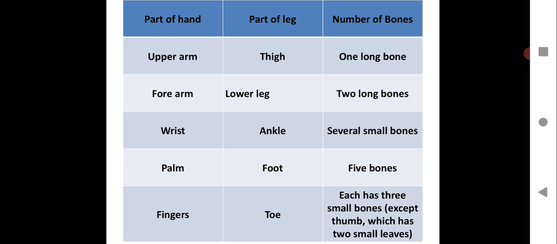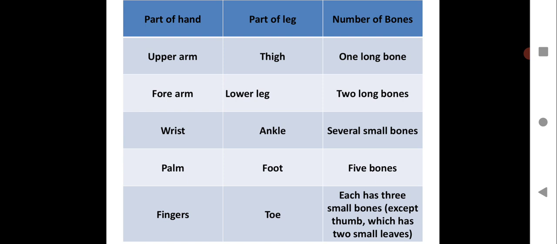Wrist of a hand and ankle of a leg. Number of bones, several small bones. They are made up of many bones together, all small bones. Then part of hand, palm, and part of leg, foot. Number of bones, 5 bones. Then part of hand, fingers, and part of leg, toe.